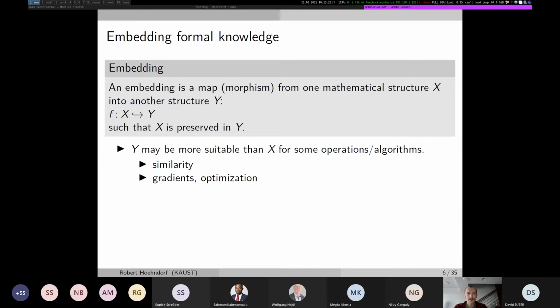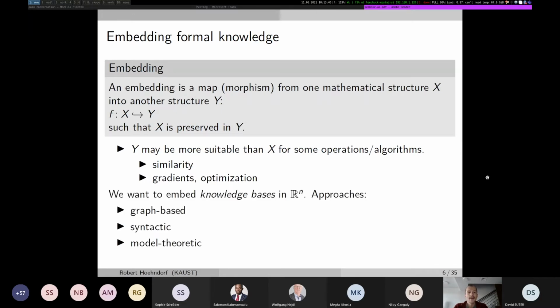And the key question here is what is this first structure X, and which aspects of X do we want to preserve in Y? And in general, we want to embed knowledge bases in some Rn, mainly because this is useful for gradient-based optimization in many of our machine learning models. And I will just briefly mention three approaches: graph-based, syntactic, and model theoretic approaches for embedding ontologies.